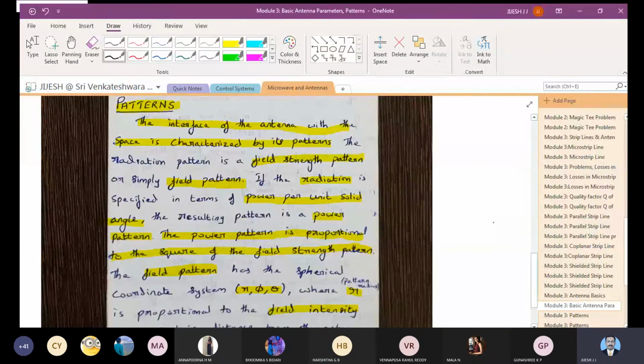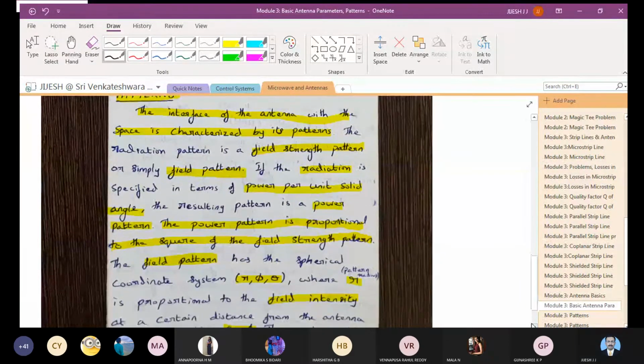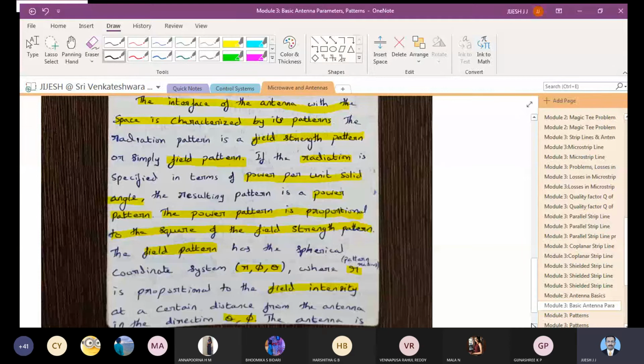So complete it, then we will move on with the diagram and its explanation. How the pattern looks like, what are the main things with respect to pattern for you to understand, all those things we will be discussing further.